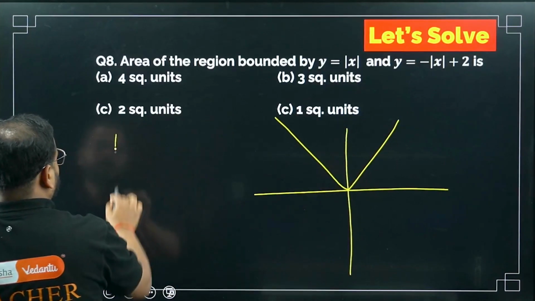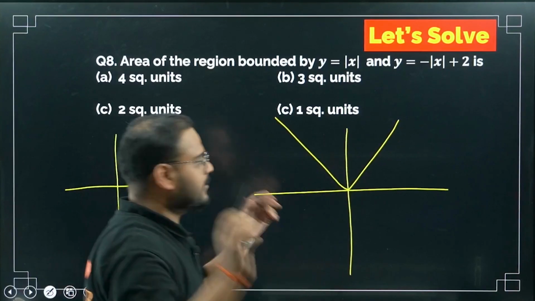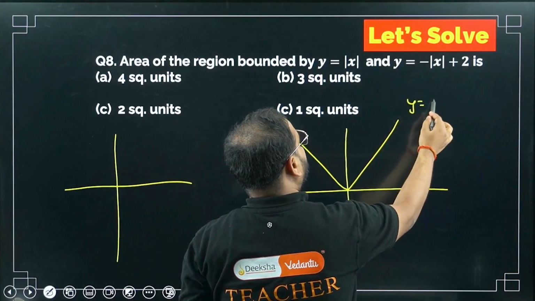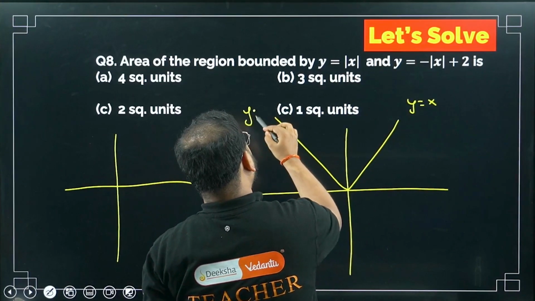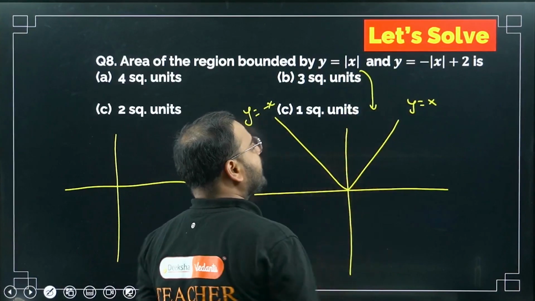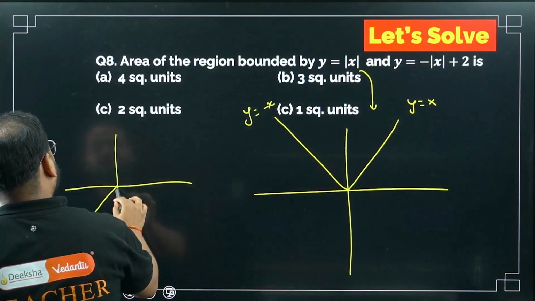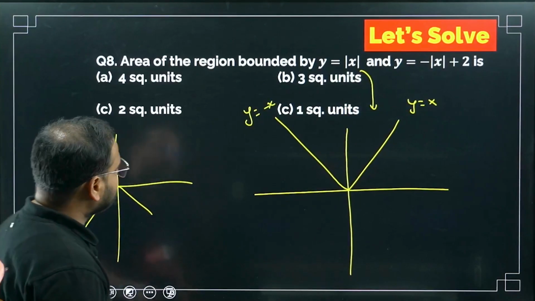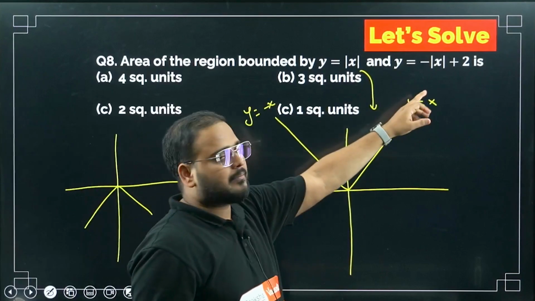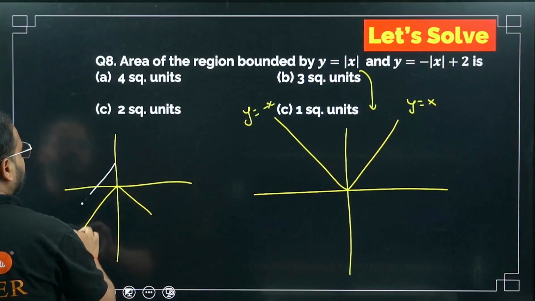First of all, I'll show you how this will work out. Mod x is like this. Where will minus mod x be? Think. Mod x looks like this. This is the graph for y equal to x, and this is y equal to minus x. This is the curve for y equal to mod x. Now if I take a minus sign for mod x, this mod will go inverted like this. Now adding plus 2 to it means it will move up. So my final graph will look like this.